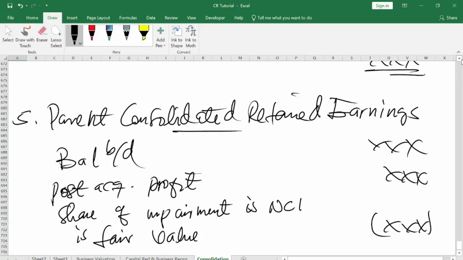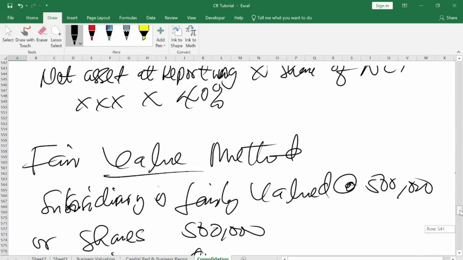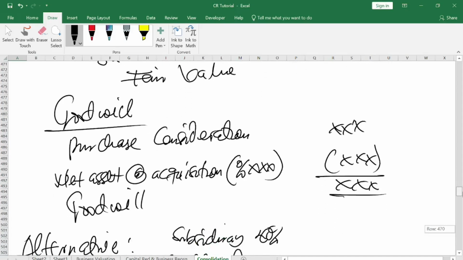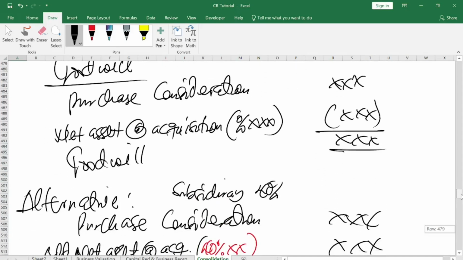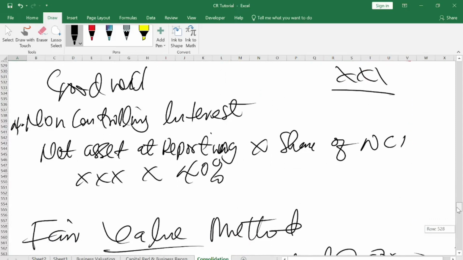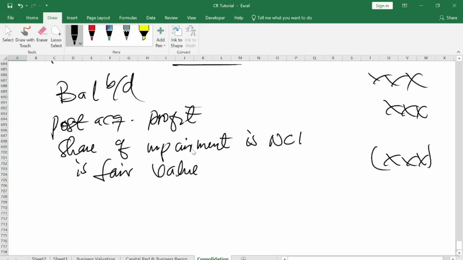If NCI is not at fair value and you are using the proportionate method, and there's impairment of goodwill, they don't share the goodwill impairment. You will pick all the impairment and come and credit it to the consolidated retained earnings. If the NCI is at fair value, they share the impairment loss between the subsidiary and parent. Are you with me? But if NCI is not at fair value and they use the proportionate method, 100% of the goodwill impaired will be brought here.